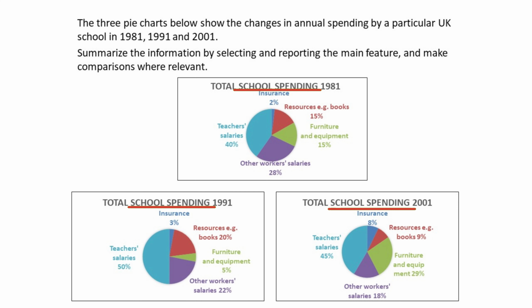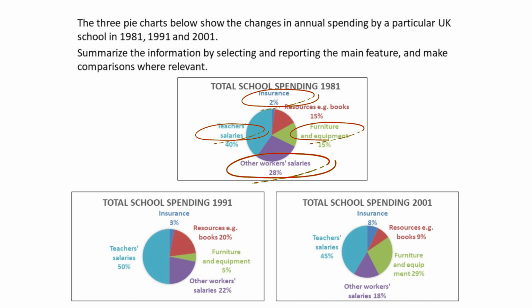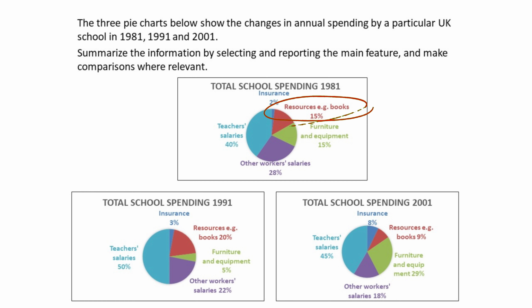Now we have 3 pie charts and a question statement. And the question statement says, the 3 pie charts below show the changes in annual spending by a particular UK school in 1981, 1991 and 2001. Let us also look at the pie charts. We can see that the various commodities where the school is spending are other workers' salaries, insurance, teacher salaries, furniture and equipment, and resources. Interpreting data from these 3 pie charts can be a little cumbersome, confusing.